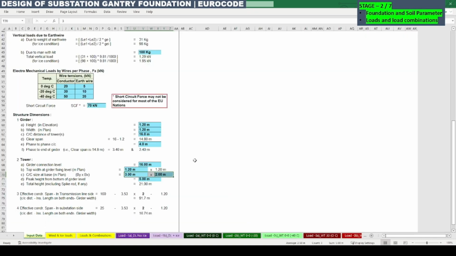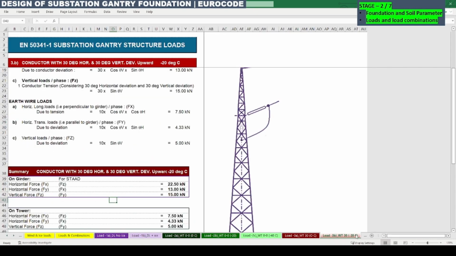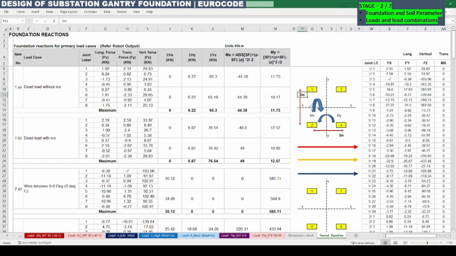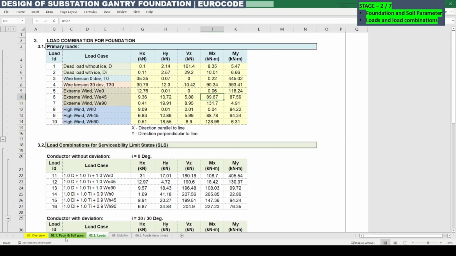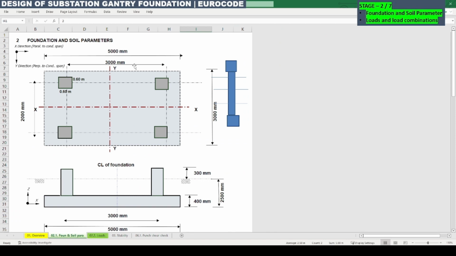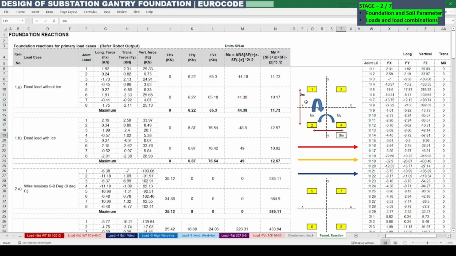So now come to this load calculation reaction. In this picture you can see that 3 meter is the x direction center to center distance as per this foundation sketch, and 2 meter is parallel to the y direction. So the same dimensions we are considering here. These are the 2 towers which are connected with the girder to hold the 3-phase conductor, which is traveling in the x direction.